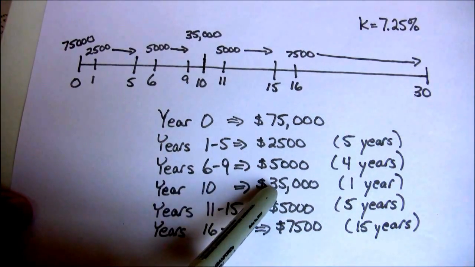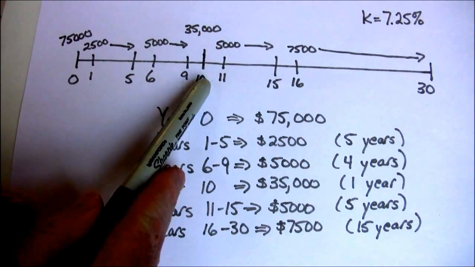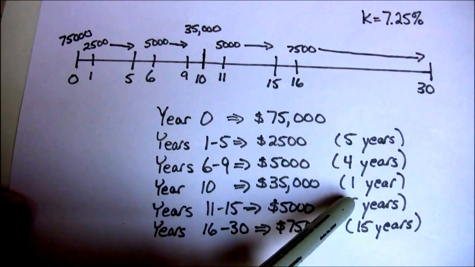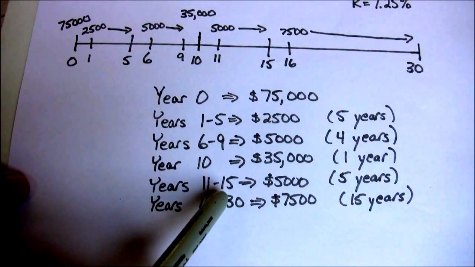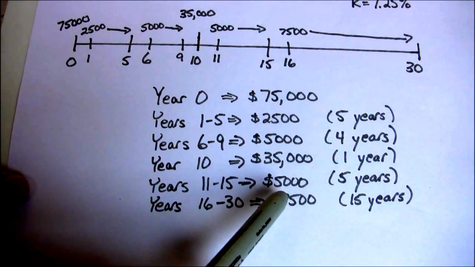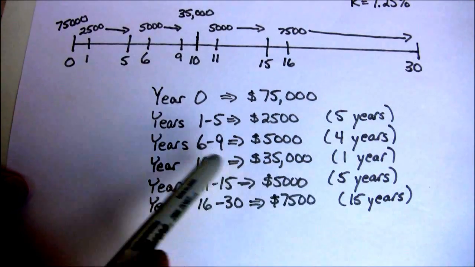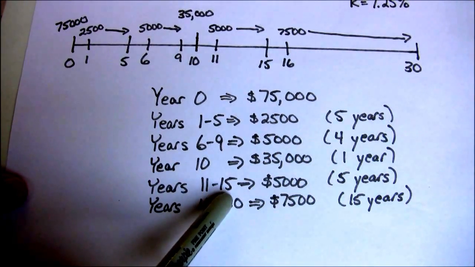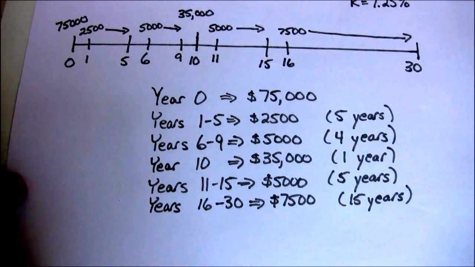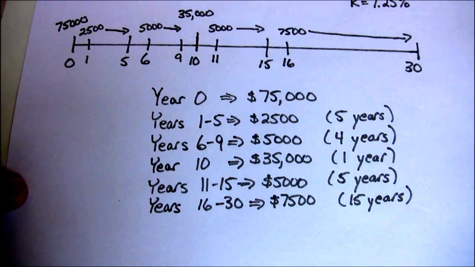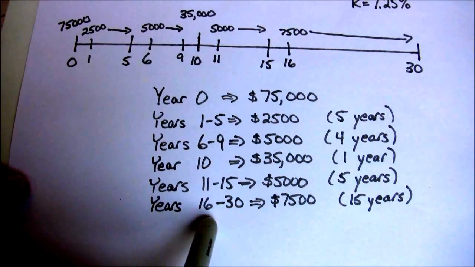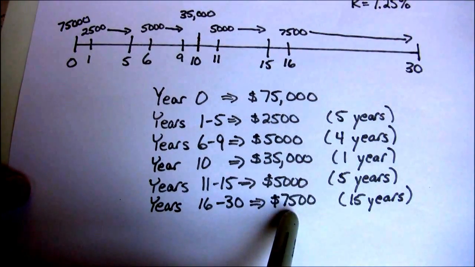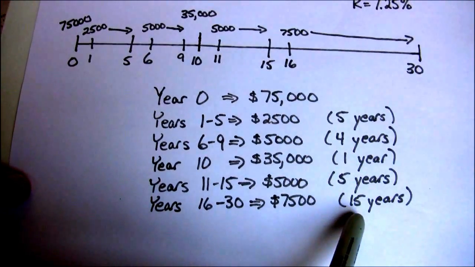Then we've got a single cash flow, just that year 10 of 35,000, so 1 year. Then we've got years 11 through 15, 5,000 per year for 5 years. Again, if we think of the trick, 15 minus 11 is 4. Add 1, that's going to give us 5 years. Years 16 through 30, 7,500 per year for 15 years.